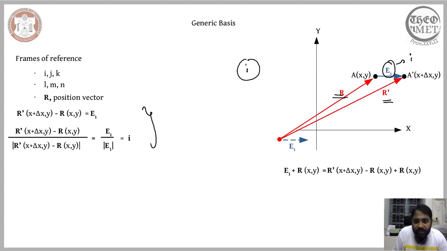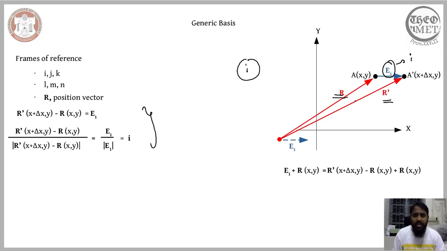My unit vector just depends on the difference between the position vectors and the magnitude of it. I could consider any number of frames of reference. The way I'm defining my unit vector, it just depends on the difference in the position vectors and the magnitude of it. So I'm able to express my unit vector using position vectors that could be dependent on any frame of reference.